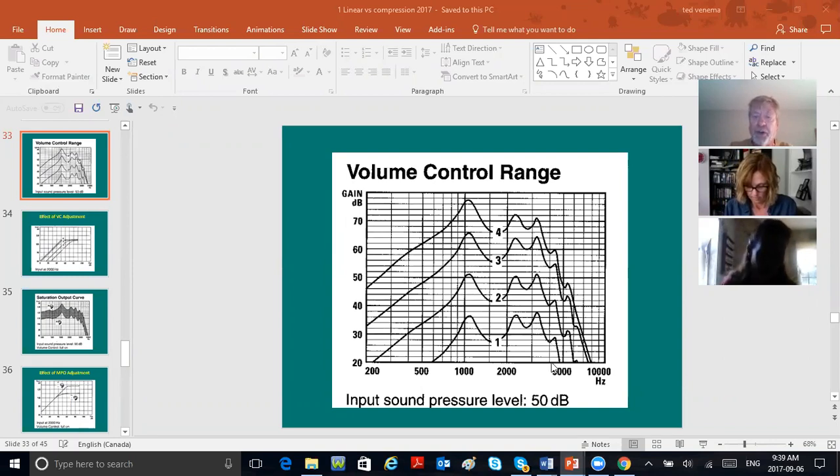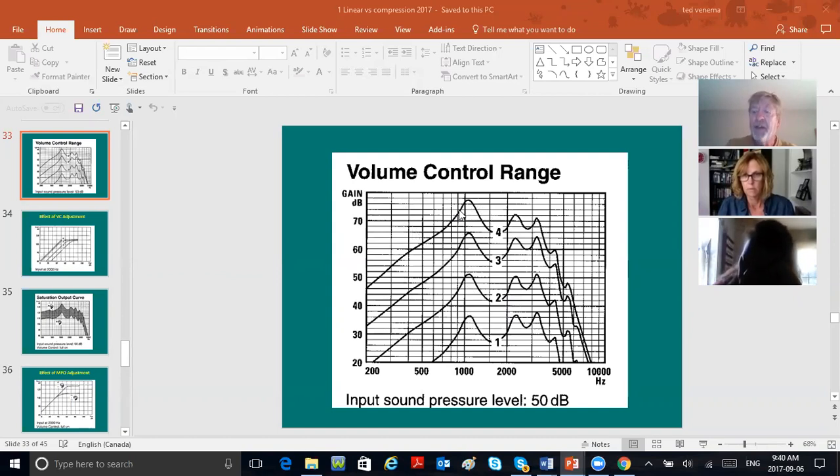Look at this picture where you've got 1, 2, 3, and 4. This is showing you the volume control range, the effects of the volume control. If the volume control is turned way down, you've got very little gain happening, around 30 dB with a low volume setting. As you increase the volume control up to its maximum, you can see the gain the hearing aid is delivering across the frequencies. Most of the gain here is happening at 1,000 hertz in this particular case. This is just an example.